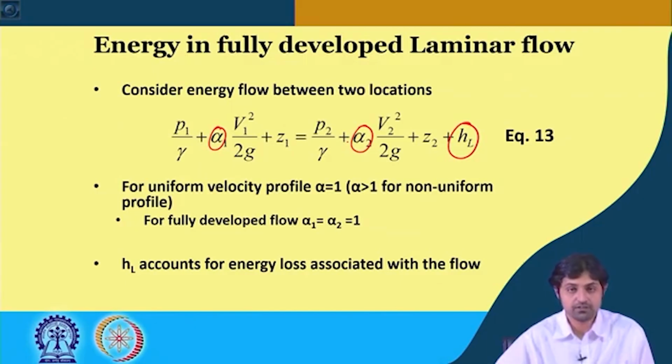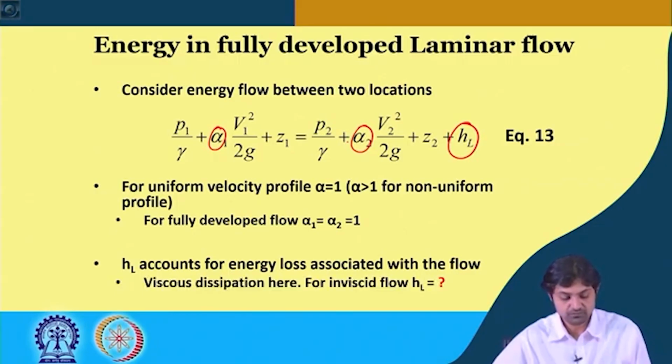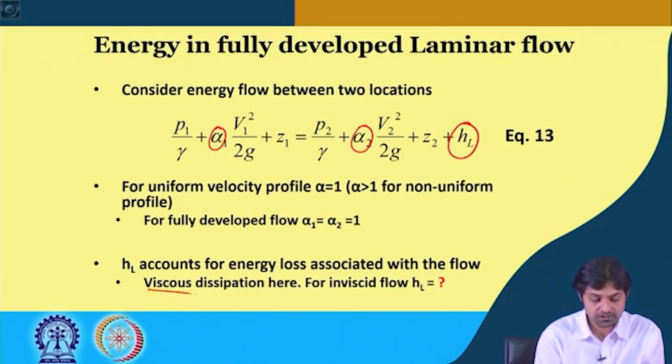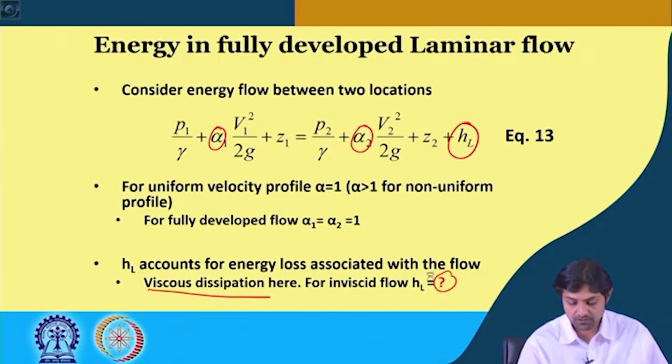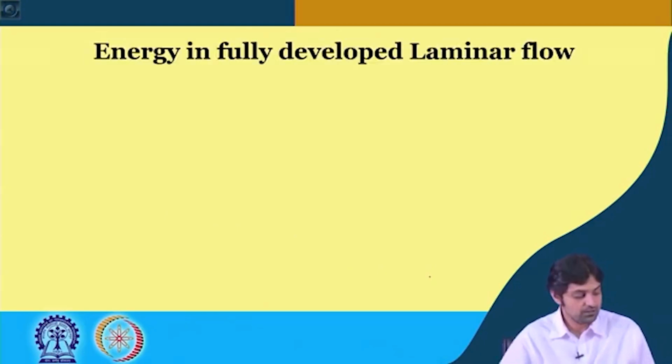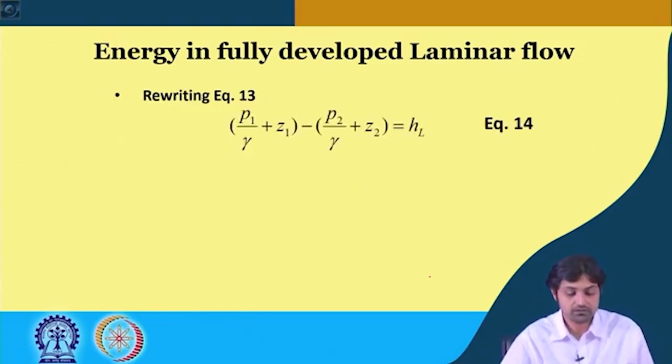So, we have written Bernoulli's equation between point 1 and point 2 accounting for the head loss or the energy loss, and this is due to the viscous dissipation. For inviscid flow there will be no head loss, HL is going to be 0. So, with this background we will rewrite equation number 13. Okay. So, we will get P1 by gamma plus Z1 minus P2 by gamma plus Z2 is equal to HL for uniform velocity profiles.